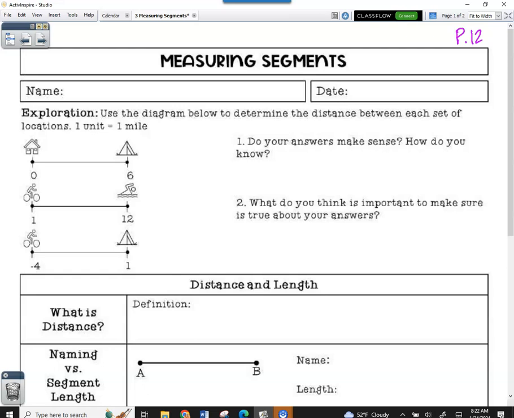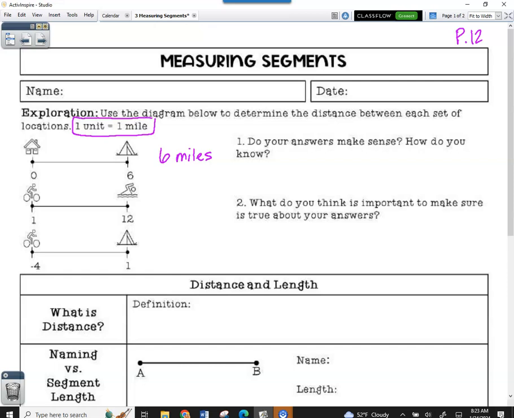How far is the campsite from the house? Somebody blurt it out. How many miles? 6. Right? From 0 to 6 is a distance of 6 units, and it says 1 unit is 1 mile. All right. What about the bicyclist to the swimmer? We're measuring the distance between.